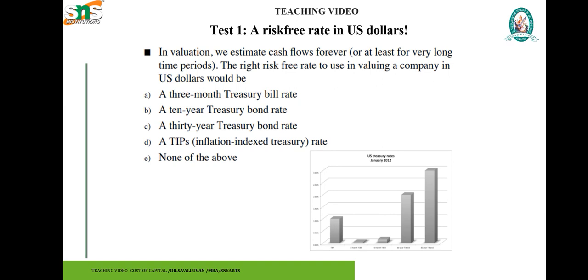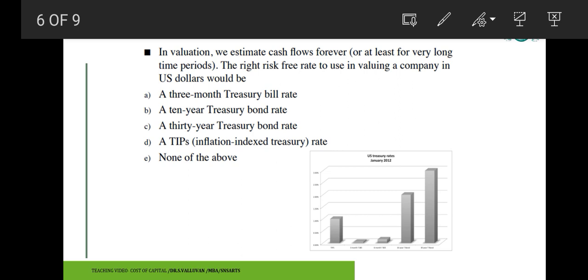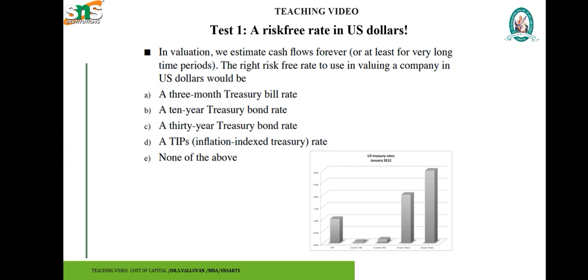Risk-free rate in US dollars. In valuation, we estimate cash flows for a very long time periods. The right risk-free rate to use in valuing a company in US dollars will be a 3-month treasury bill rate, a 10-year treasury bond rate, a 30-year treasury bond rate, or a TIPS, that is inflation indexed treasury rate.